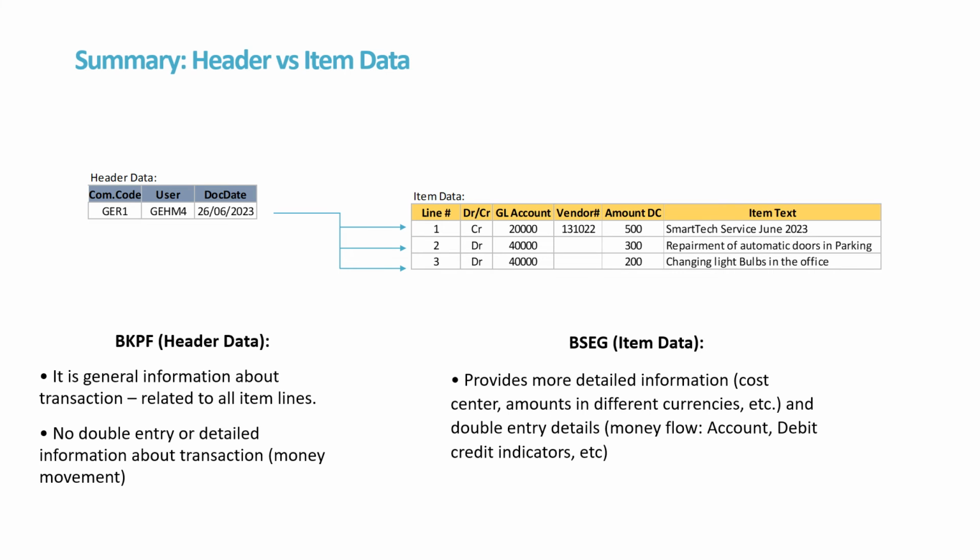To sum up, as you see, information provided in header data is related to each item data because it's general information about the transaction document. Whereas item data are more detailed information about each leg of transaction.